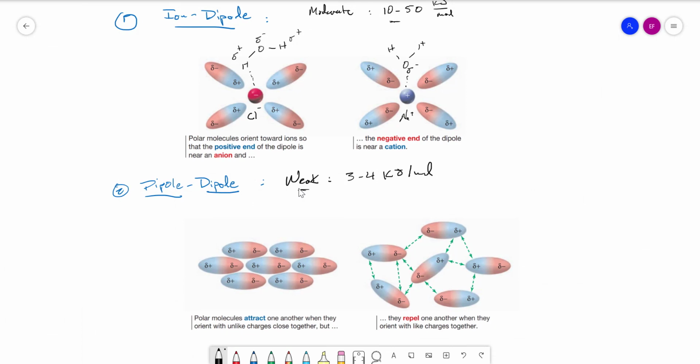In the first case with ion-dipole, we said that was maybe energies around 10 to 50 kilojoules per mole, which was anywhere from a fifth to a tenth of the energy of a typical single covalent bond. With dipole-dipole, we're much less than that. We're anywhere from 3 to 4 kilojoules per mole, and the picture that I have below illustrates why that is. Because you have neutral compounds, and the interaction now comes simply from the partial positive and partial negative character rather than the actual positive or negative character of an ion.